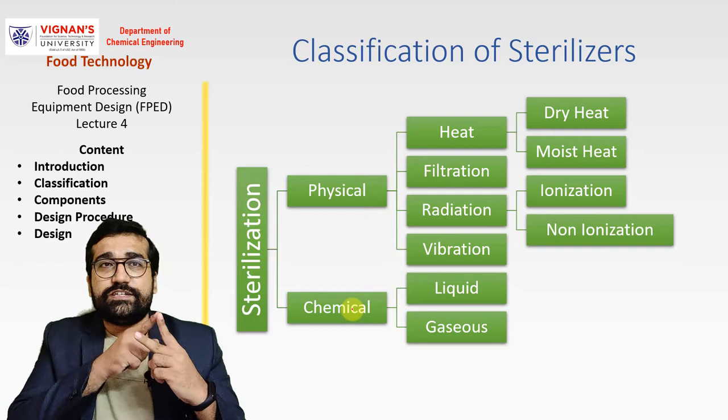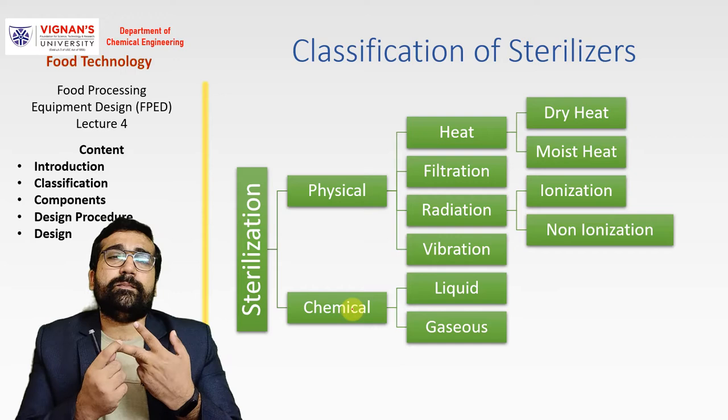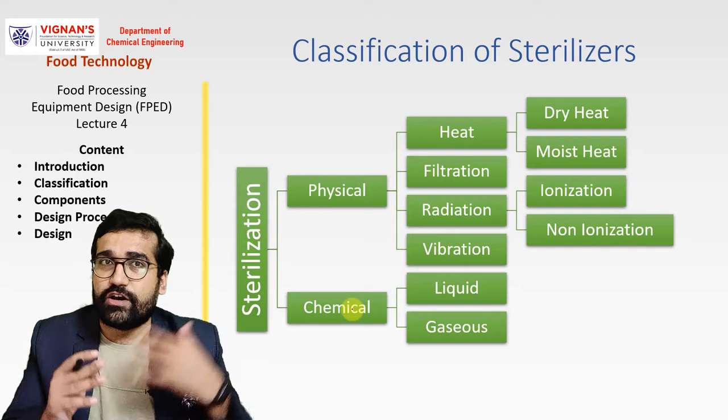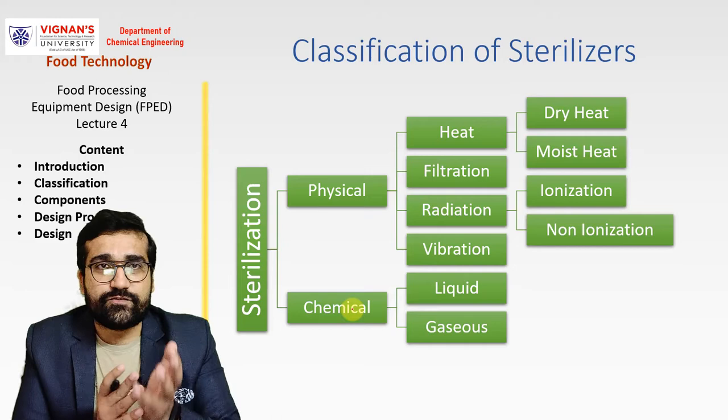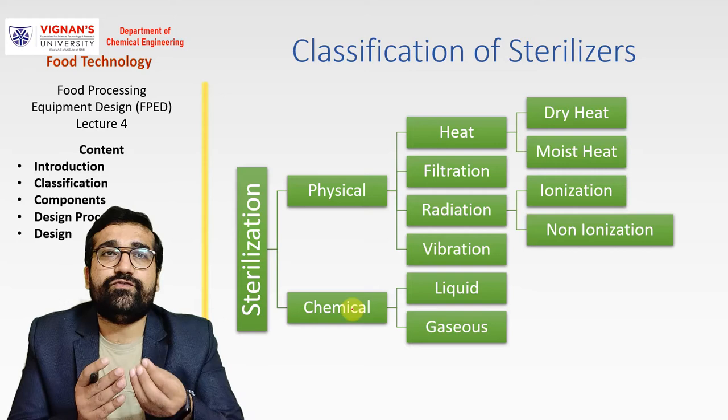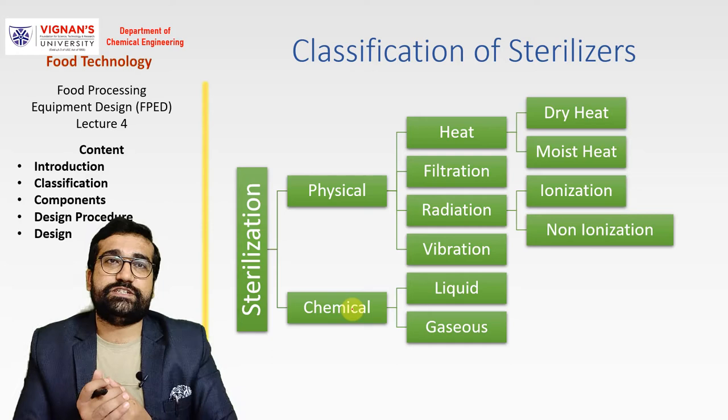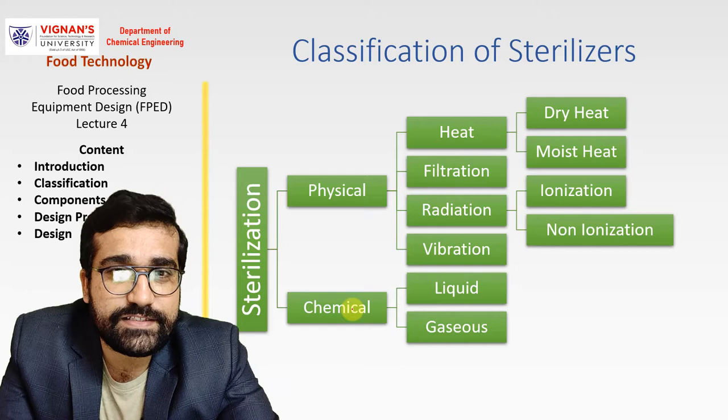Liquid sterilizers are generally those where we use formaldehyde or alcohols, like the alcohol based sterilizers we are using so much nowadays. Another type is gaseous sterilizers, which we use in gaseous form. Formaldehyde or ethylene oxide is an example of a gaseous type sterilizer. So we have seen the types of sterilizers which are prominently used in industry.